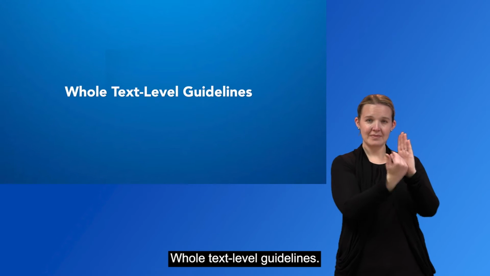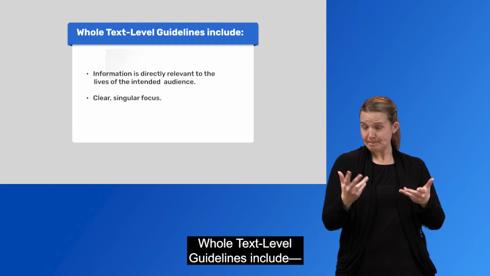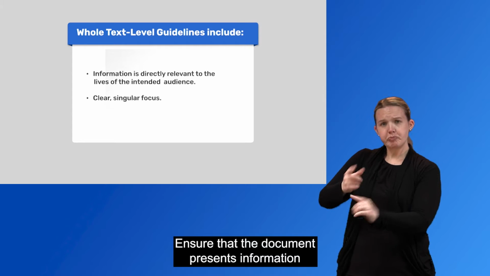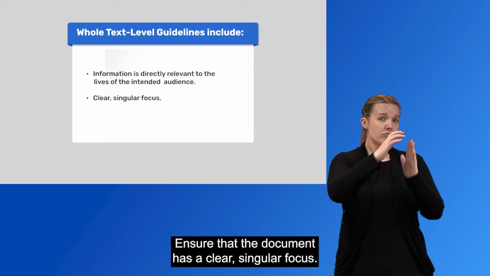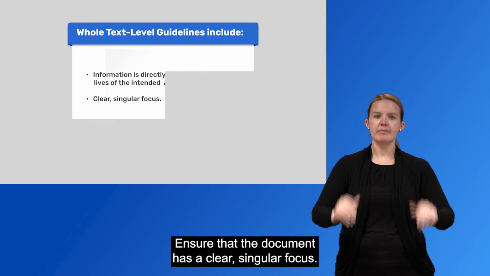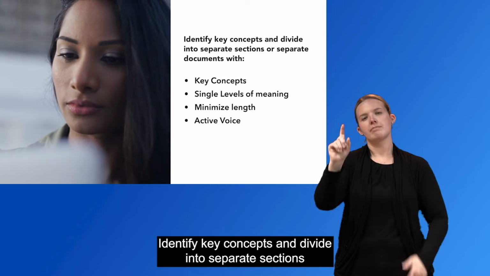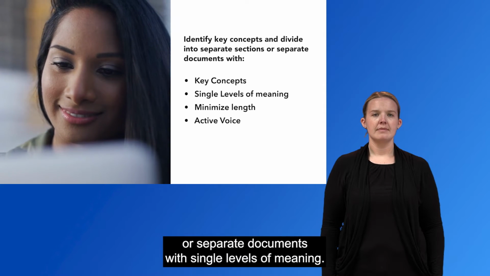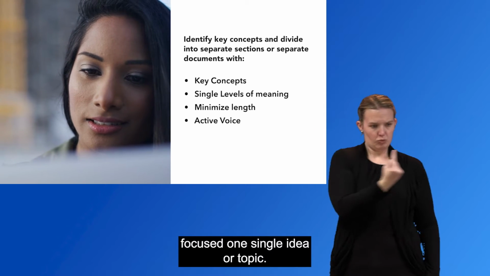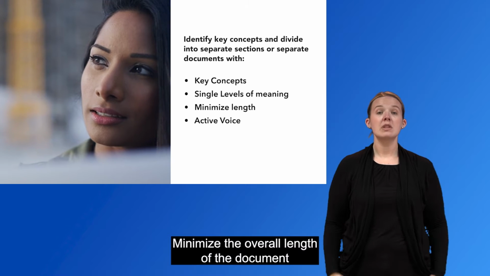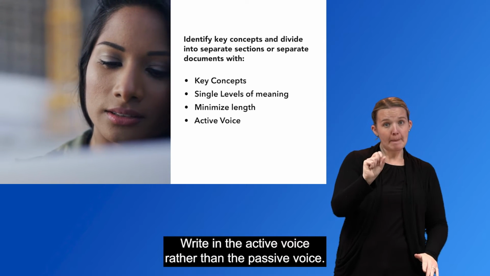Whole text level guidelines. Whole text level guidelines include: ensure that the document presents information that is directly relevant to the lives of the intended audience. Ensure that the document has a clear, singular focus. Identify key concepts and divide into separate sections or separate documents with single levels of meaning. Divide the document into sections focused on one single idea or topic. Minimize the overall length of the document as much as possible. Write in the active voice rather than the passive voice.